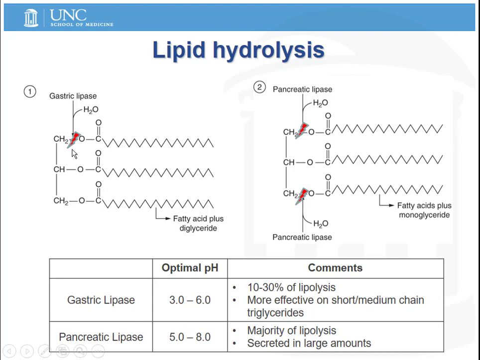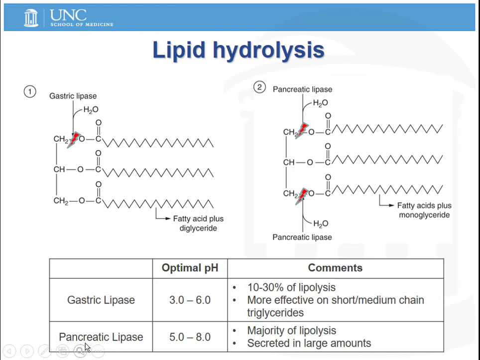And it cleaves a single fatty acid, so the result from gastric lipase digestion is one fatty acid plus a diglyceride. And gastric lipase is most effective on short to medium chain triglycerides.